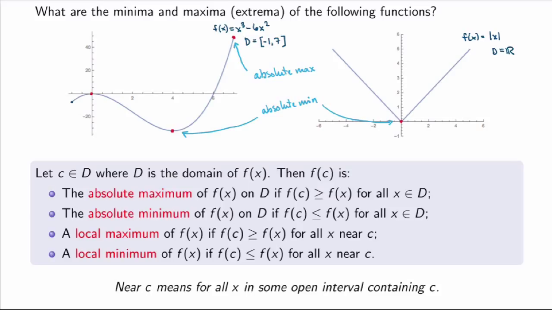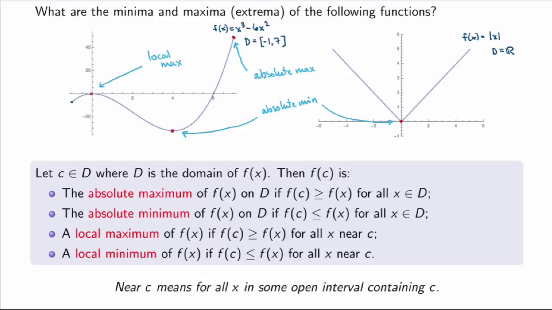All right, so looking back at the examples, let's start with local max. So in the first function here, there is only one local max, which is at this point here. And the reason is that the value of the function here is indeed greater or equal than the value of the function for all x near this point, not all x over the domain. It's not an absolute max, but only over the x near this point.